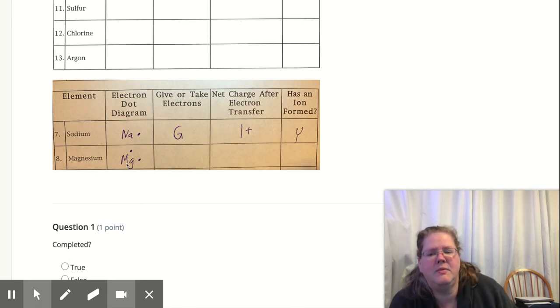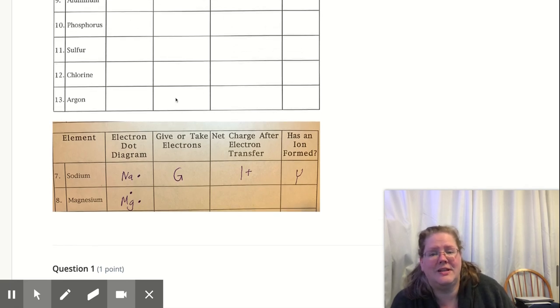So magnesium, your electron dot diagram is Mg. It is in group 2, so therefore it has 2 valence electrons. If I have less than 4, I have 2. I'm going to give them away. So now my charge is going to be 2 plus, and since I have a charge, I have formed an ion. What you're going to do is now get this done.